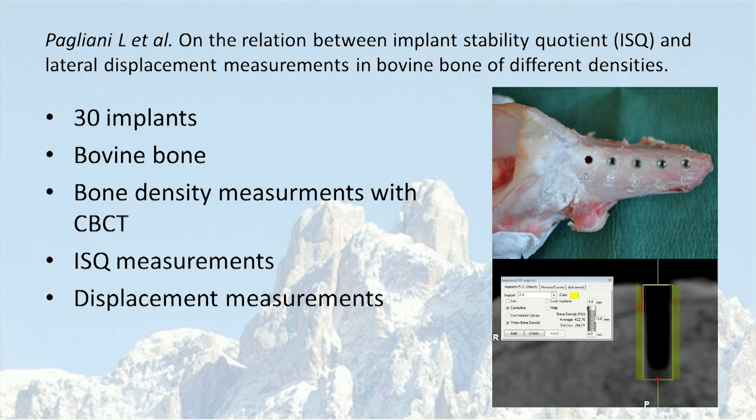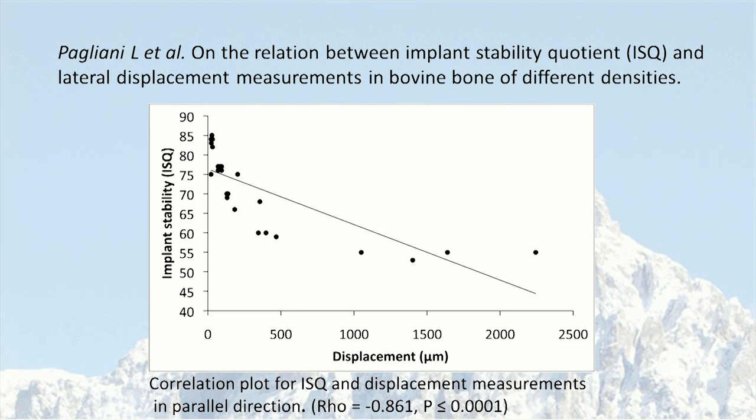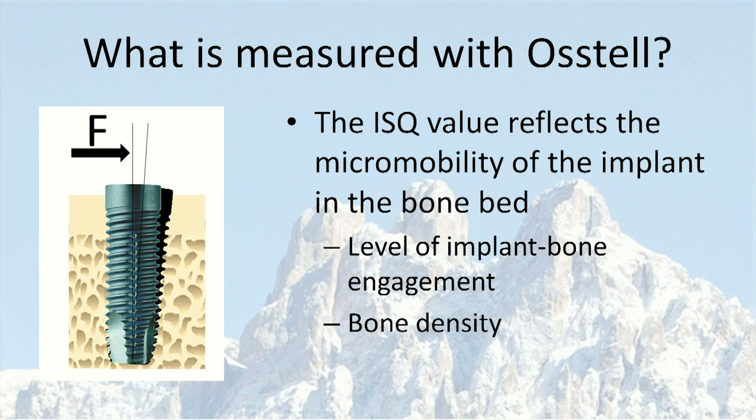We could measure Hounsfield units around the implants, and then we measured with the ISQ technique, and also we measured displacement. So we actually pushed the implant with 25 newtons for 2 seconds, and then we could measure how much the implant was displaced in the bone, and then we correlated this with the ISQ technique. And we see that it's a very nice correlation between displacement and measurement with ISQ. So we can say that the ISQ technique is actually reflecting the micromobility of the implant in the bone bed.